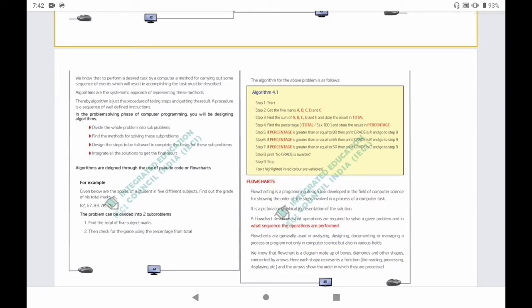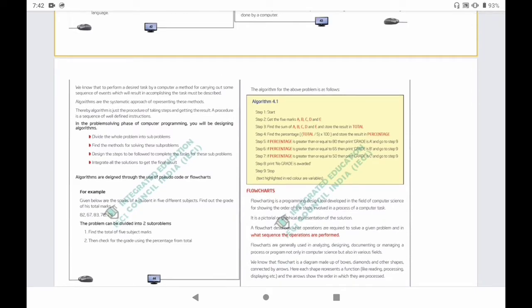Then third one, design the steps to be followed to complete the task for these sub problems. So what you have to do is, first of all, we need 2 values. Then you have to fix the arithmetic operator. We are getting 2 values like x and y. Then what do we have to do? If it is addition, then plus will be the operator. If it is subtraction, minus will be the operator.